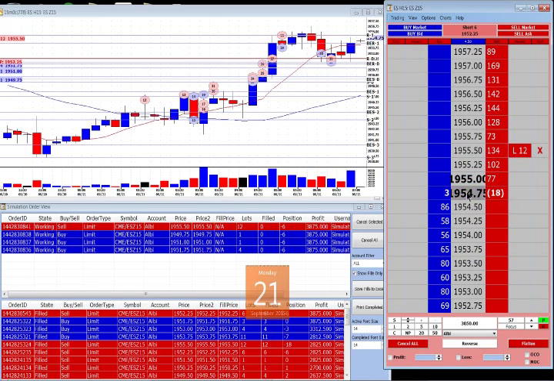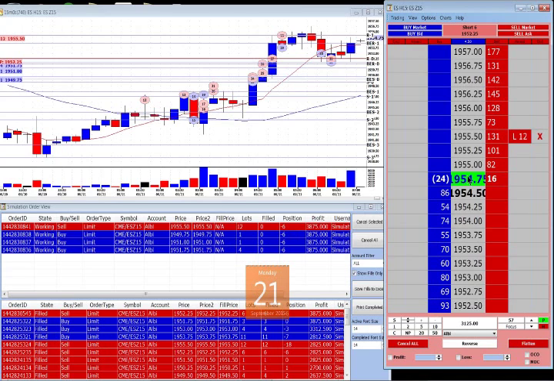Each level in the price in monetary value is $12.50. So if you have 1 contract and the price moves 1 tick in the direction you want it to go, you've made $12.50. Or if it goes against you, you show a paper loss of $12.50.